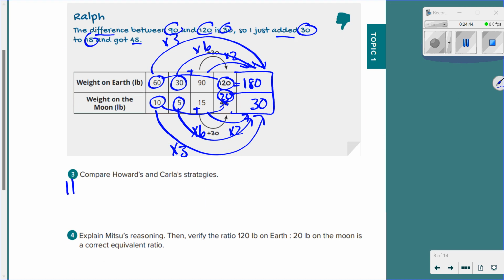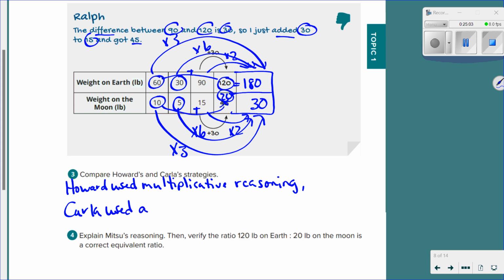Howard used multiplicative reasoning. Carla used a double number line with additive reasoning.